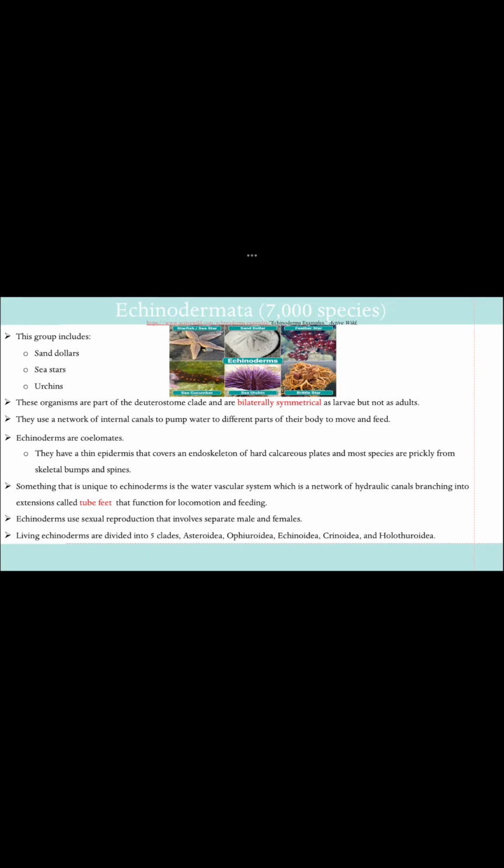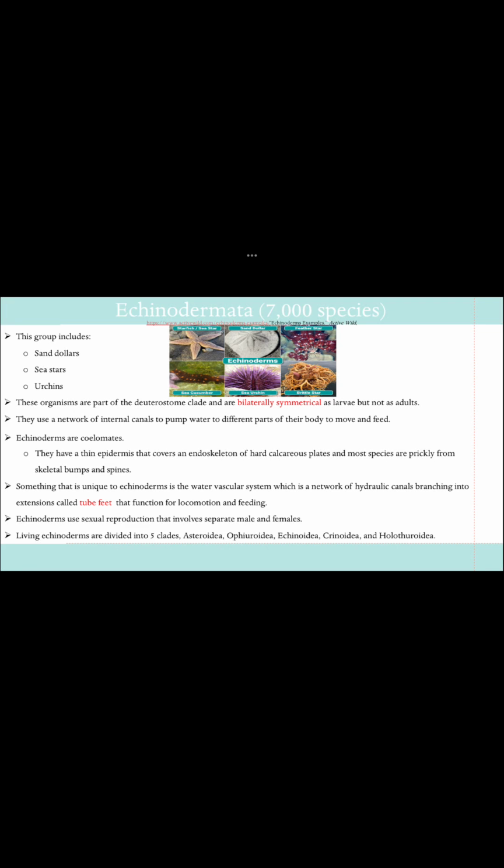The next phylum is Echinodermata, which has 7,000 species. This group includes sand dollars, sea stars, and urchins. These organisms are part of the deuterostome clade and are bilaterally symmetrical as larvae, but not as adults. They use a network of internal canals to pump water into different parts of the body to move and feed. Echinoderms are coelomates. They have a thin epidermis that covers an endoskeleton of hard, calcareous plates, and most species are prickly from skeletal bumps and spines.